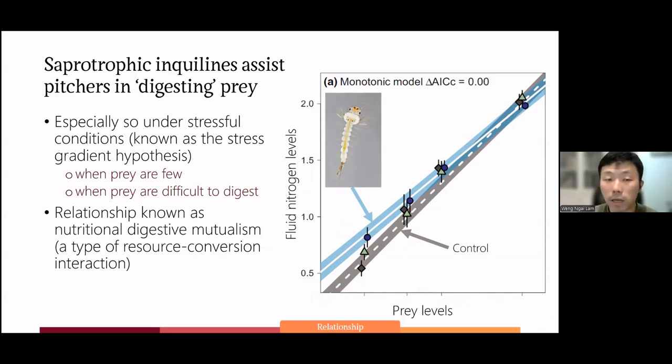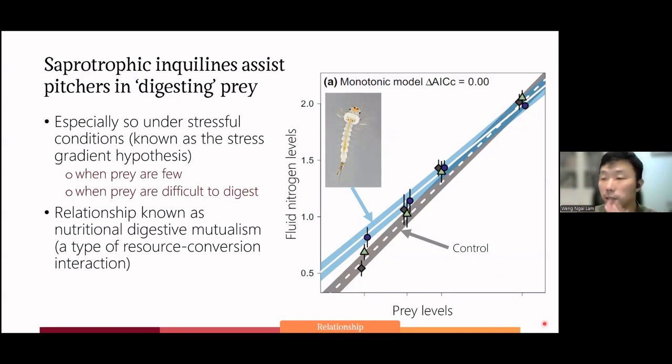This is common sense. But in the presence of inquilines, which is this blue line here, it might be a bit counterintuitive, but when the prey levels are low, the net benefit, which is this increase from the gray to the blue, the net increase of nitrogen capture resulting from the presence of inquilines, is higher. Whereas when there is a lot of prey, the net benefit of having inquilines around is kind of lost. So it's a bit of context dependency here.